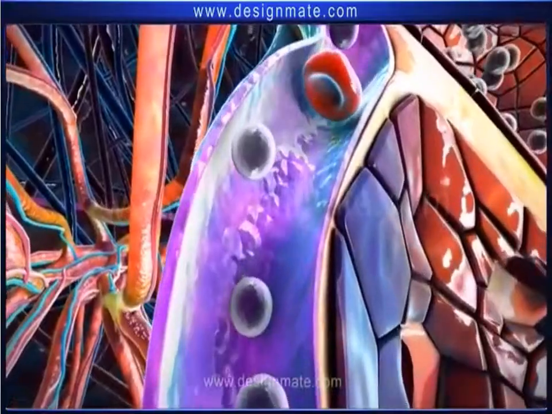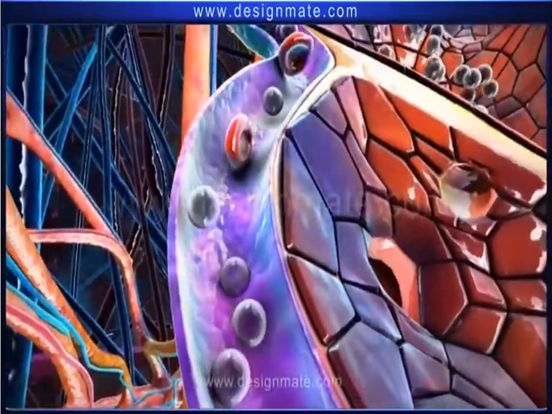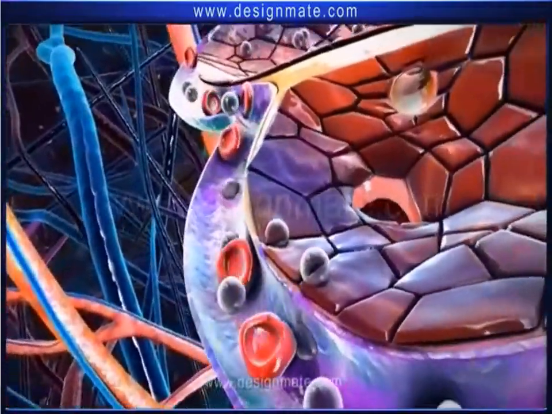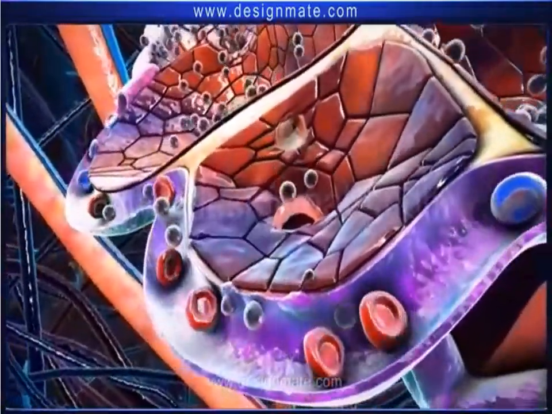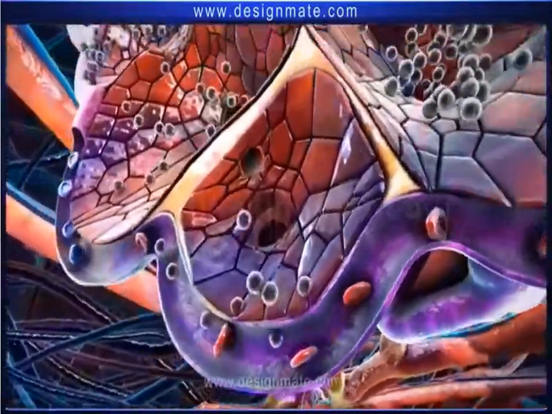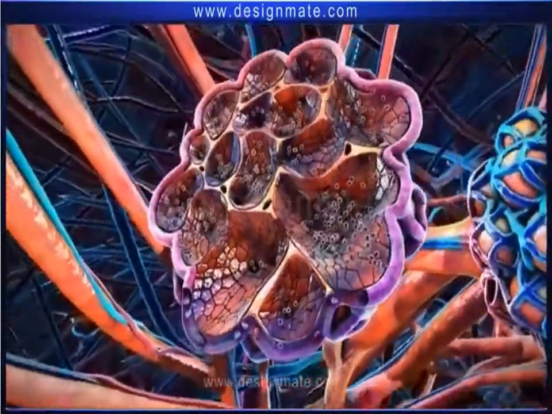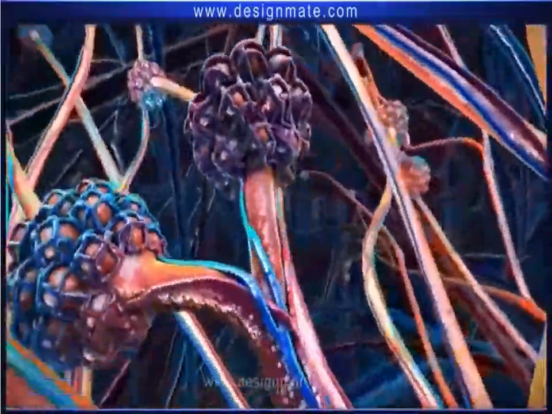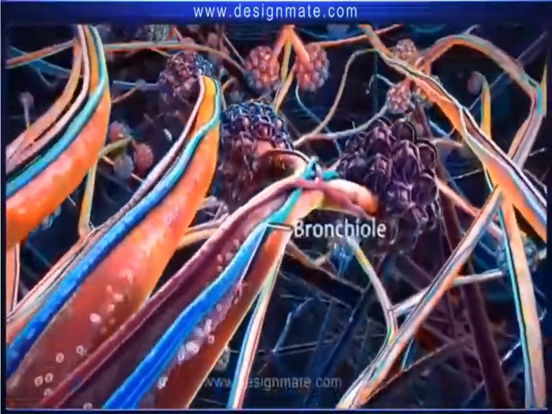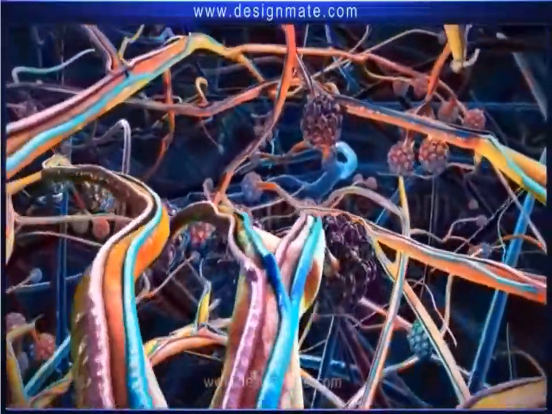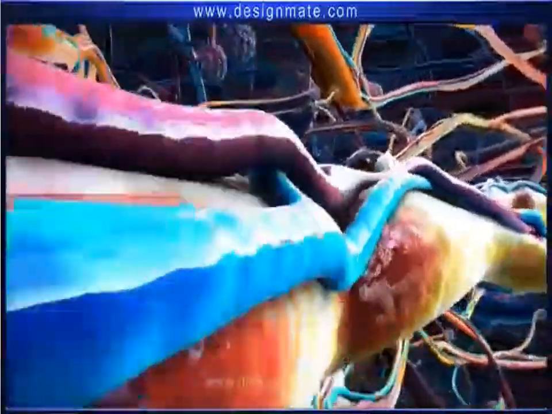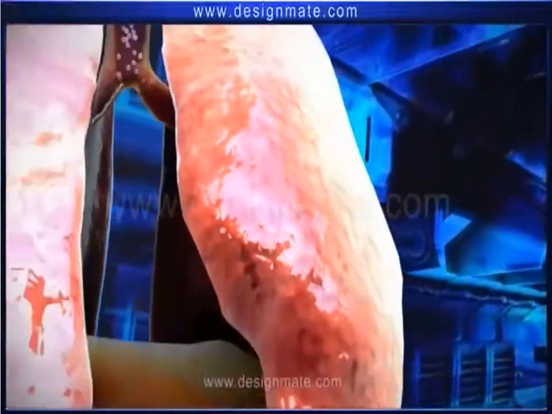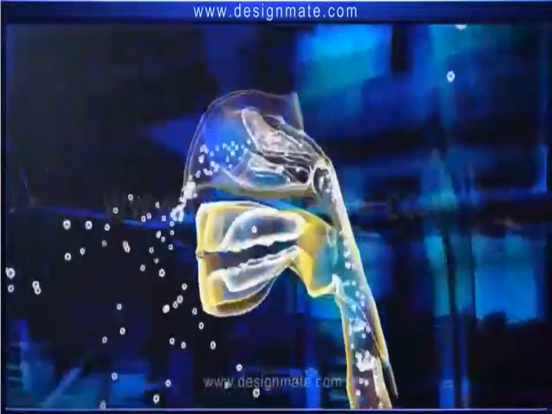The blood moving into the alveolus contains RBCs and carbon dioxide molecules. These molecules are released into the alveolus. The carbon dioxide collects in the alveolar chamber. And then from the alveolus, it travels through the bronchioles into the bronchus, which finally reaches the trachea, and is breathed out through the nostrils.